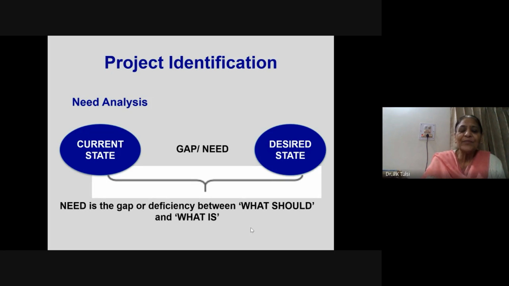And many times, because of the attitude of indifference which people adopt, that gap is observable, but no action is taken. And that is very evident in the case of technical education that exists in the country.